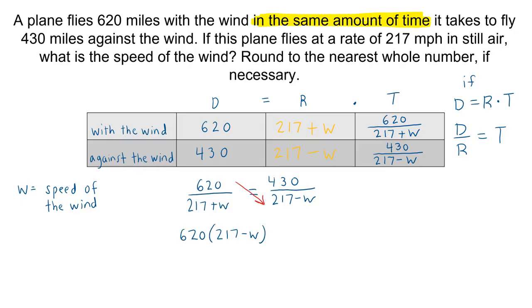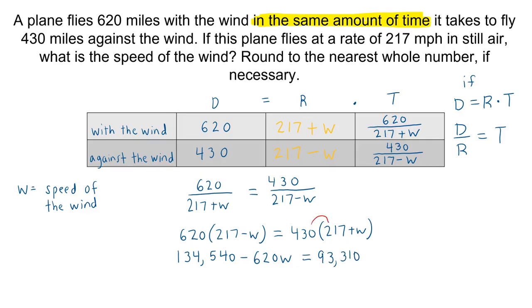The first cross product is 620 times the difference 217 minus w. And that has to be equal to the second cross product, which is 430 times the sum 217 plus w. The first step to solving this equation is to simplify both sides by distributing. On the left, 620 times 217 is 134,540, and 620 times minus w is minus 620w. And that's equal to, on the right, 430 times 217 is 93,310, plus 430 times w, which is 430w.